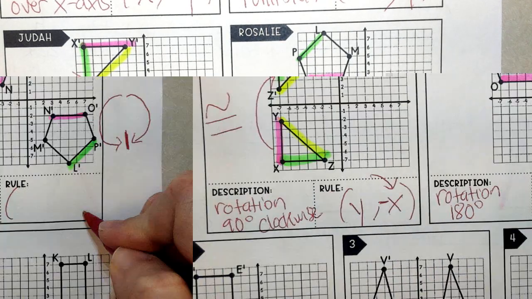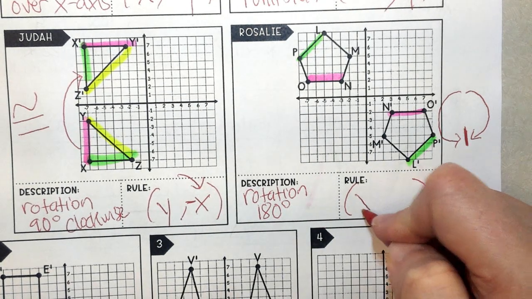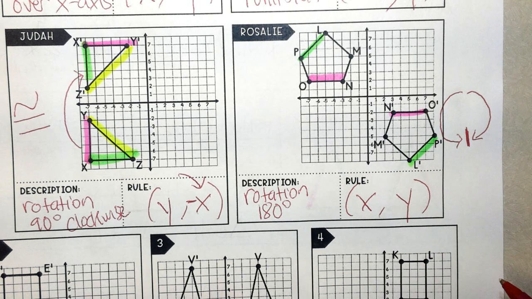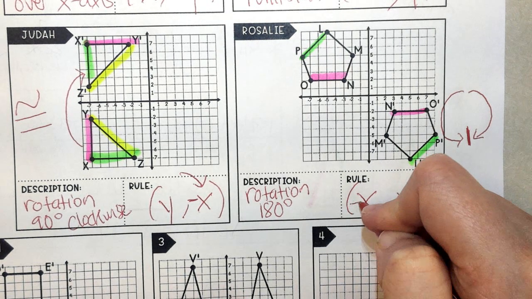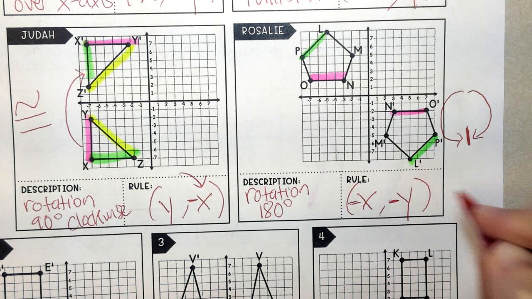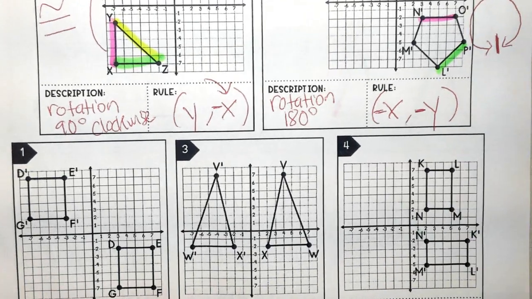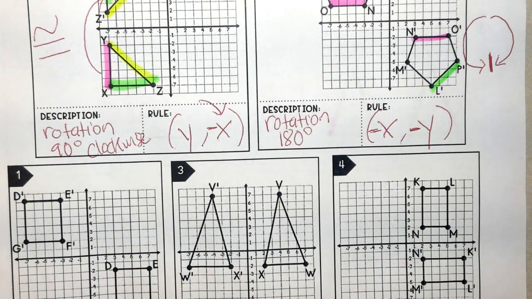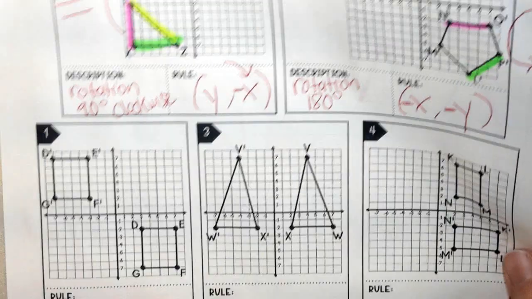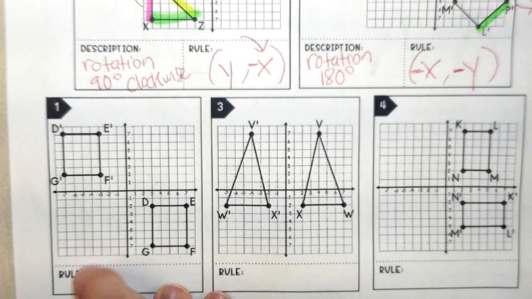For this rule, do we switch the order? No. But we do, which one? Both become the opposites. Okay, I want you to get started at the bottom. And you only have about a minute, so work until the bell, and then you can pack up. Okay? On the bottom, you're going to write the description at the top, rule at the bottom.